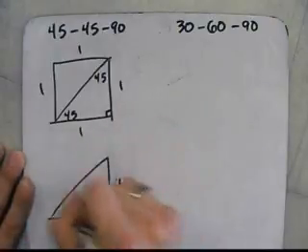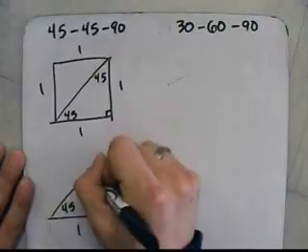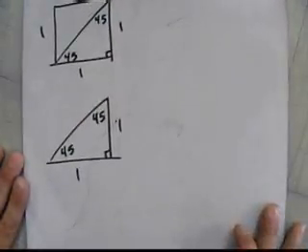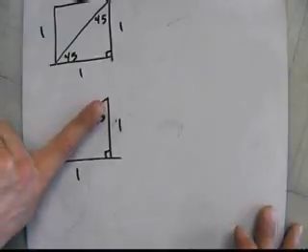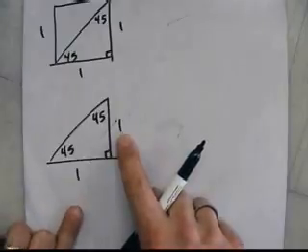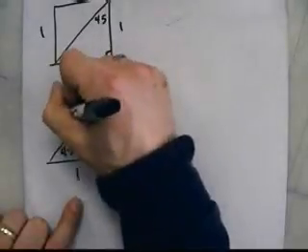1, 1, 2. 1 divided by 2. No, not quite. Forget about the angles. How can I find the third side? Right triangle. Pythagorean theorem, right? 1 squared plus 1 squared. 1 squared is 1, plus 1 squared is 1. 1 plus 1 is 2. Square root of 2. So this is going to be the square root of 2.